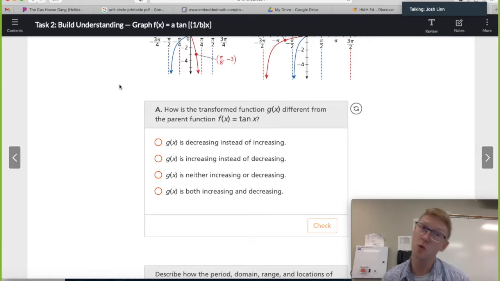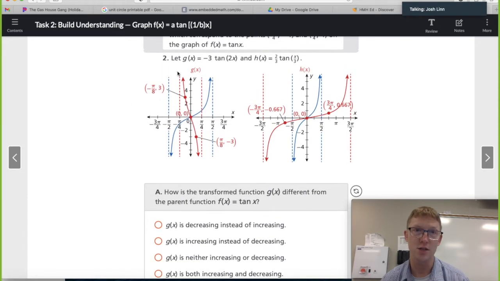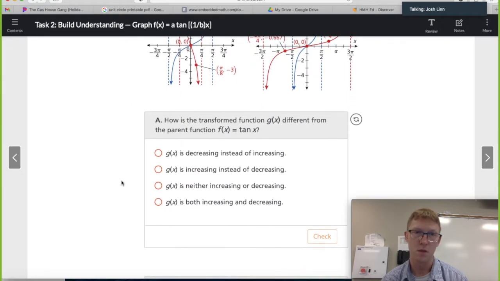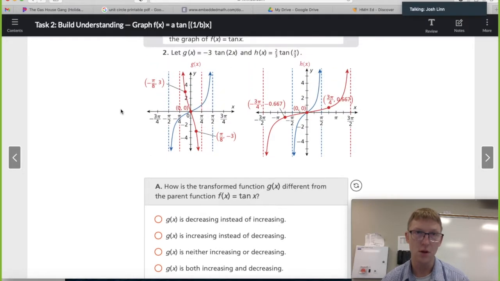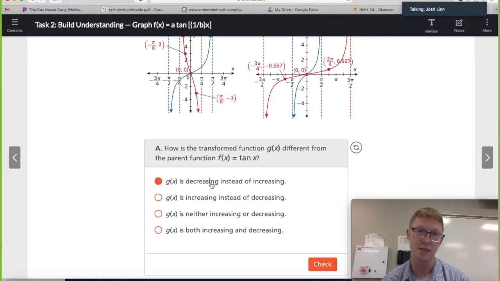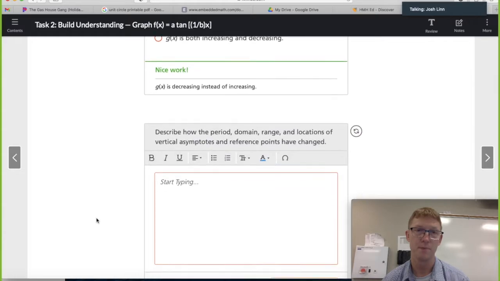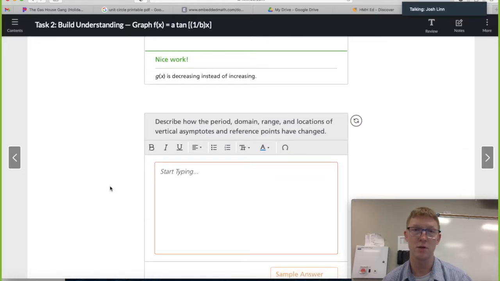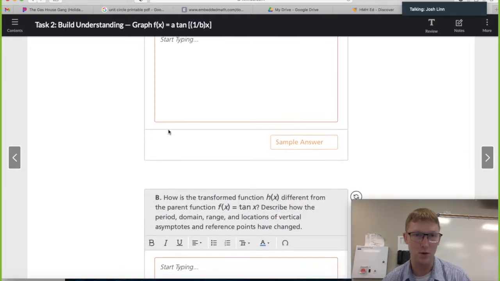Let's answer some questions. How is the transformed function g of x different from the parent function f of x? G of x is the one on the left. It looks like they're talking about increasing and decreasing. G of x is always decreasing instead of increasing. Describe how period, domain, range, and location of the vertical asymptote reference points have changed. So we've kind of gone over all of that, so I'm not going to worry about typing that in.